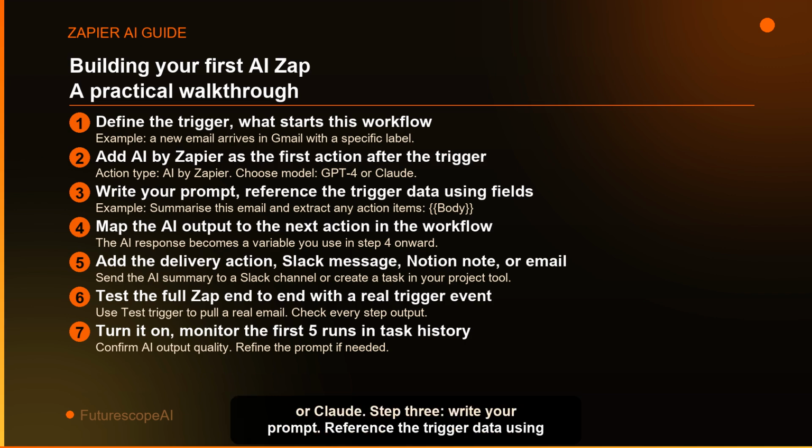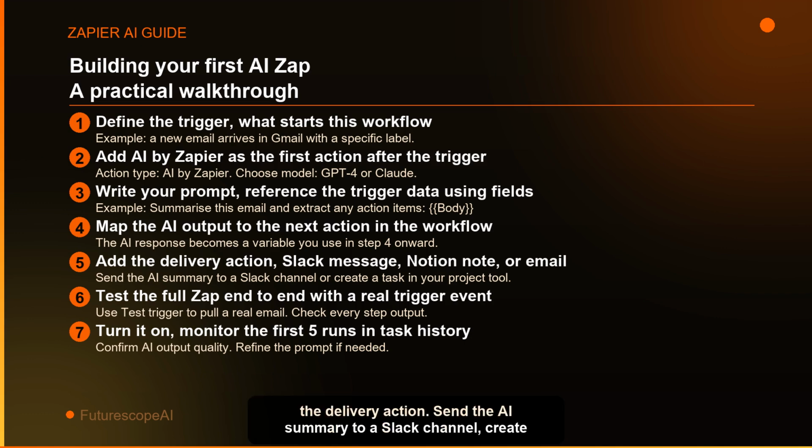Step 3. Write your prompt. Reference the trigger data using Zapier field variables. For example, summarize this email and extract any action items, then insert the email body field as a variable. Step 4. Map the AI output to the next action. The response from the language model becomes a variable you can use in every subsequent step of the Zap.